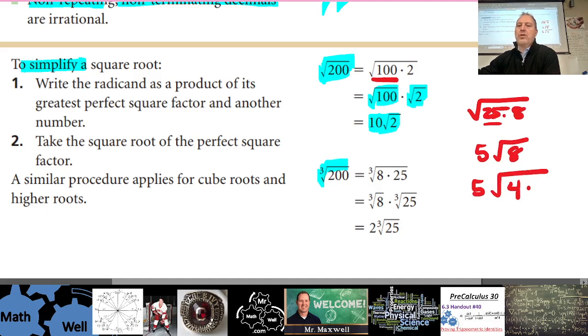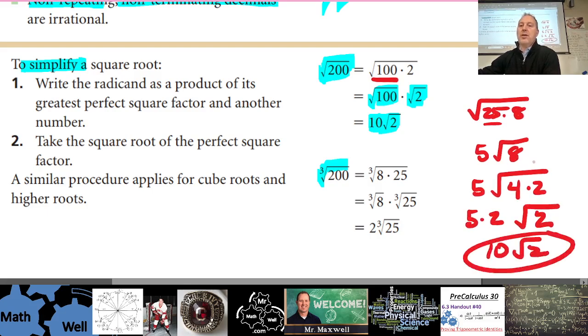So this is actually root 4 times 2 inside there. And root 4 is actually 2. So this is 5 times 2. And then the root 2 has to stay there because that can't be simplified. And that's where you get your 10 root 2. So it's not impossible if you chose the wrong perfect square factor, but you just might have to do an extra couple steps. Now the same goes for cube roots or fourth roots.